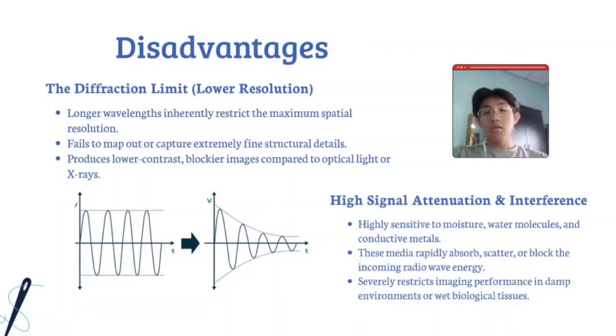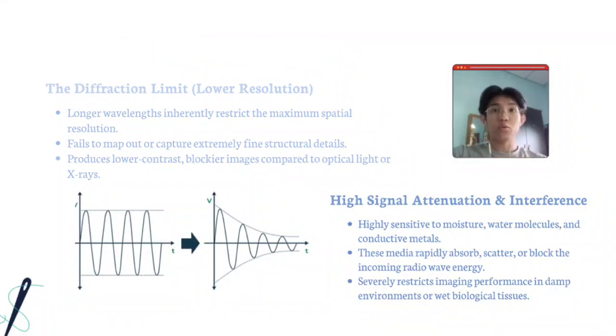And of course, these benefits come with limitations. The first primary disadvantage is the diffraction limit. Because radio waves have much longer wavelengths than light, they restrict spatial resolution, which means it is impossible to capture extremely fine structural details. And also we have high signal attenuation, which means materials with high moisture content or conductive metals will rapidly absorb and scatter the wave energy. This will restrict the imaging performance in damp environments or wet tissues.